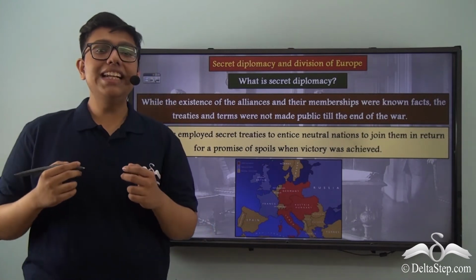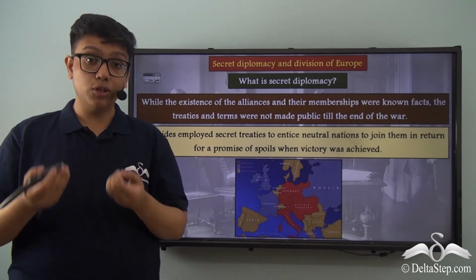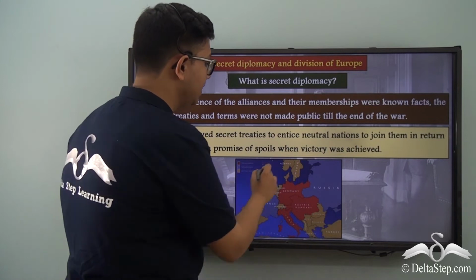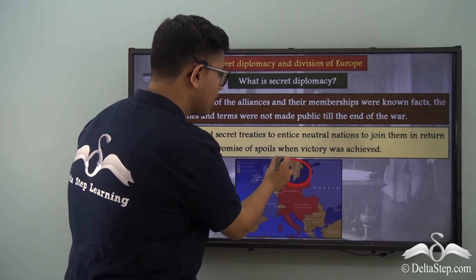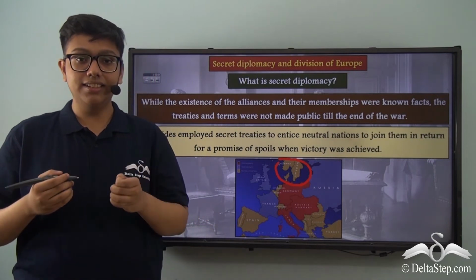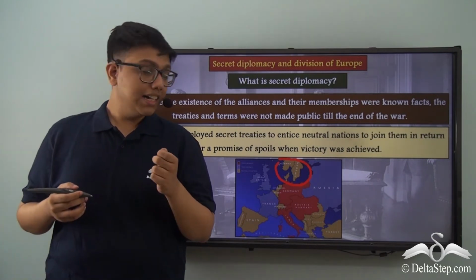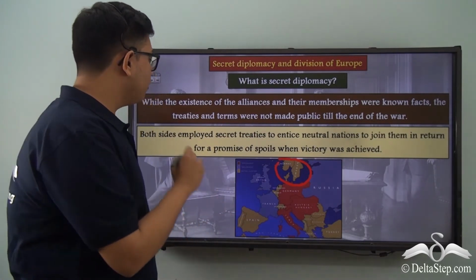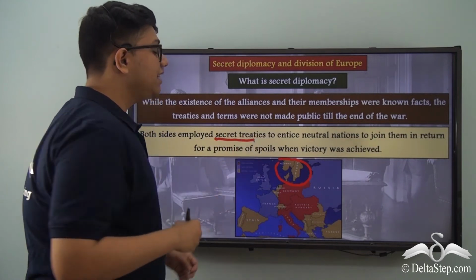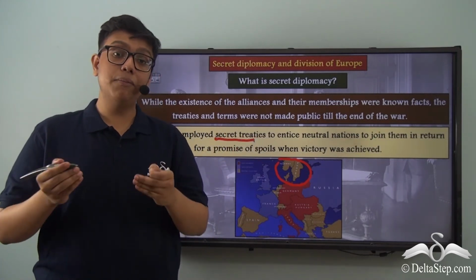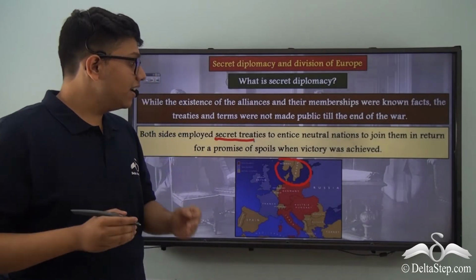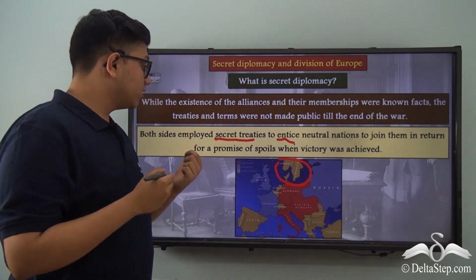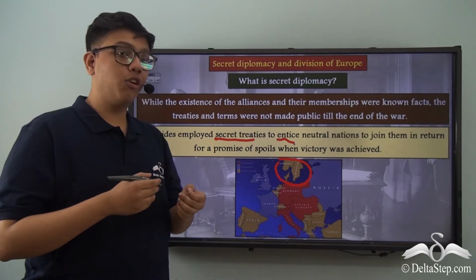But what really was the secret element of this secret diplomacy? Well, if you remember the map we started our discussion with, you will remember that these nations were neutral, or they had not selected a side before the war began. Now, these alliances led by the major nations of Europe were employing secret treaties. And these secret treaties, the terms of which were not published for the press and public to see, were to entice or to bribe the neutral nations to join them in return for a promise of the spoils of war when victory is achieved.